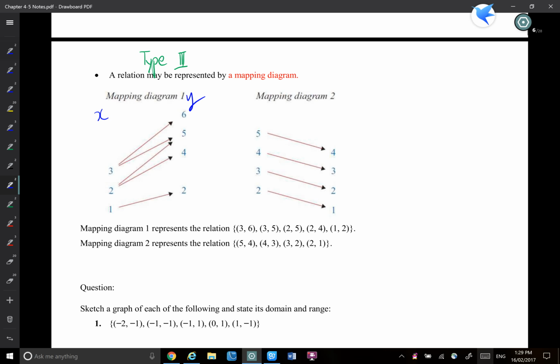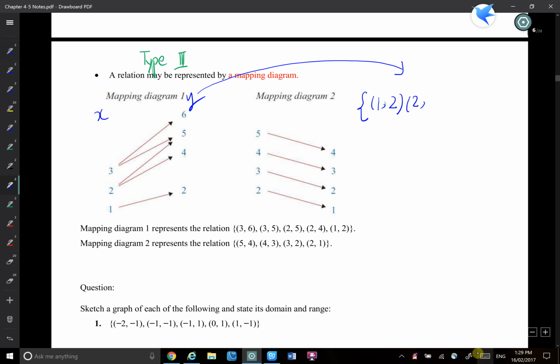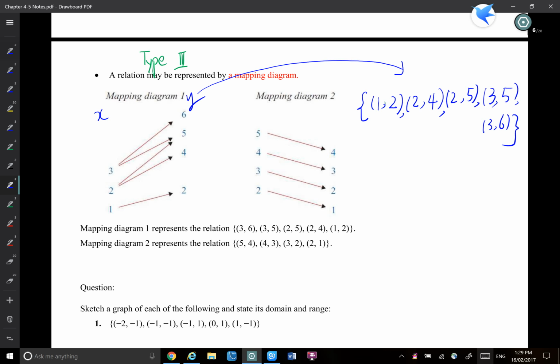So if I list out this diagram, in curly brackets, starting from 1: x takes 1, y will be 2. x takes 2, y will be 4 or 5. In between the brackets, you need to have commas as well. And when x equals 3, that gives you (3, 5) and (3, 6). So if you're listing that, it will be (1, 2), (2, 4), (2, 5), (3, 5), and (3, 6). You just need to know how to read that.